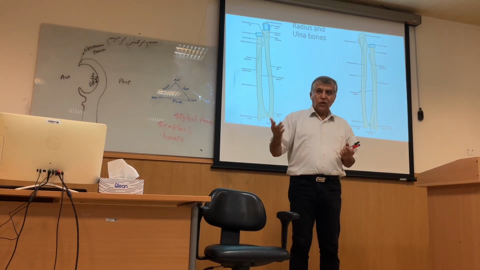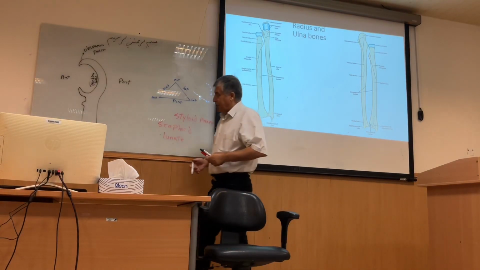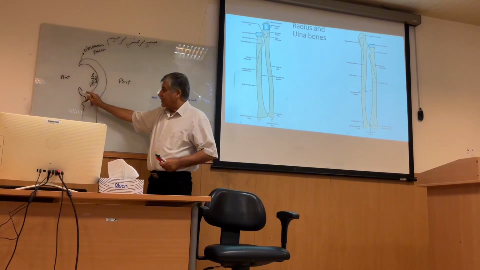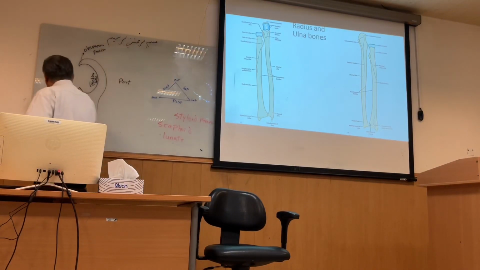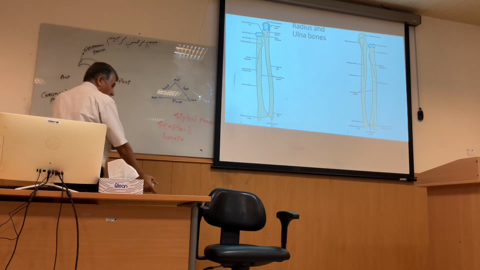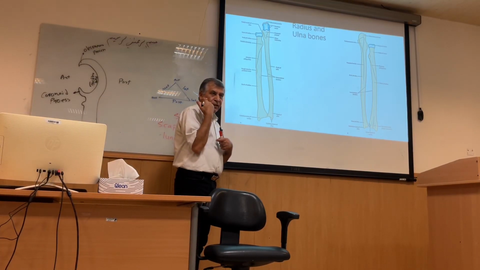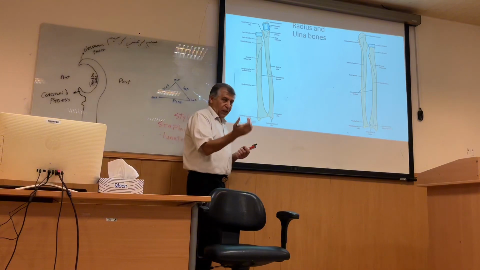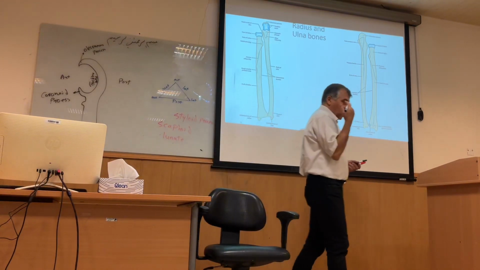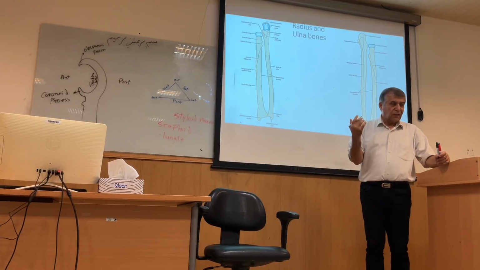Humero-ulnar joint. Type is hinge. Below it, you can see this process. This process is called the coronoid process. The coronoid process fills the coronoid fossa in full flexion.